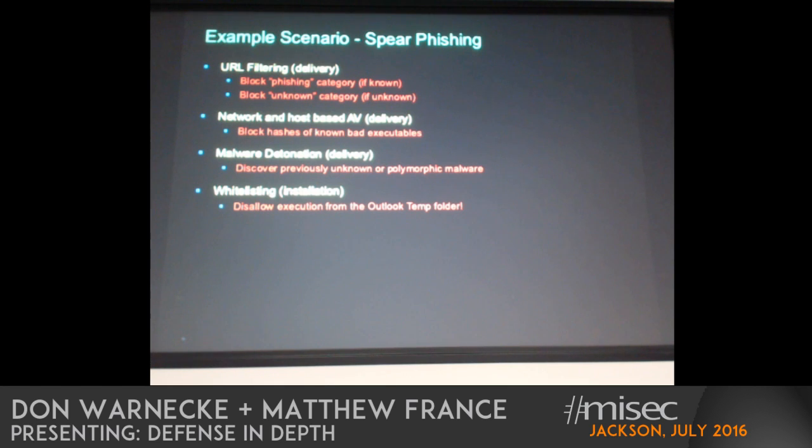I would implement, of course, network and host-based AV. And again, these are mapping to the delivery stage of this attack. Spear phishing is mostly about delivery of malware. It's really a part of the life cycle in the delivery stage. And then malware detonation, right? Execute the malware and see if it's good or bad. This isn't always useful for preventing, but like I said, you can at least detect it and then remediate at that point. And then whitelisting.